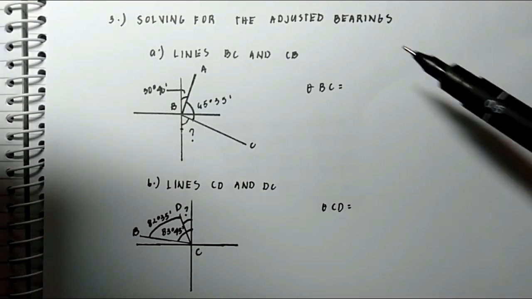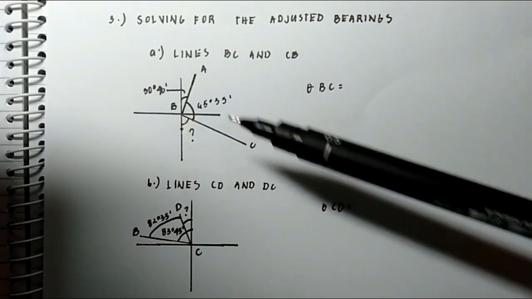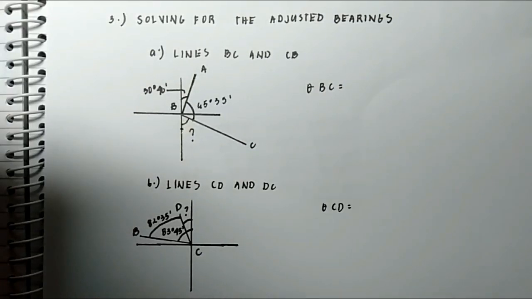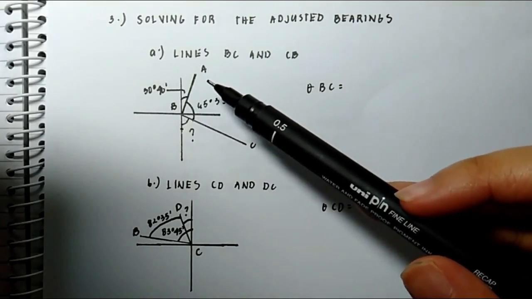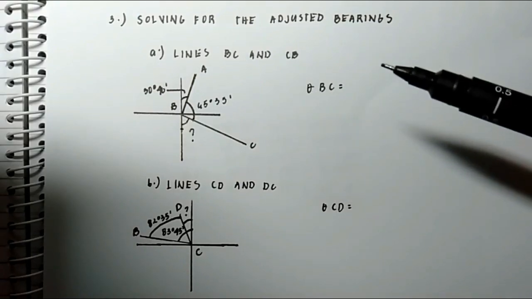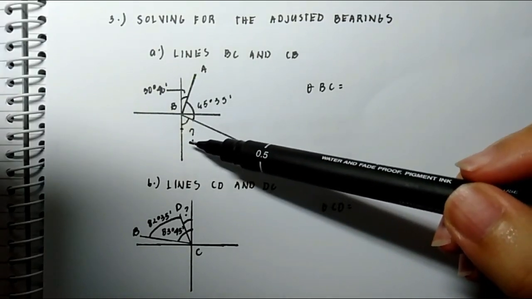So, for number 3, we will solve for the adjusted bearing. So, I have already made the solutions for this. So, isa-solve pa lang muna natin. So, dinrawing ko lang siya. So, for letter A, so, it is for the lines BC and CB. So, kailangan natin tandaan na yung adjustment ay magsi-start from either end of the best line. So, here, sa BC and CB tayo magsi-start. So, ito yung drawing natin. So, ang hahanapin natin dyan ay ito.